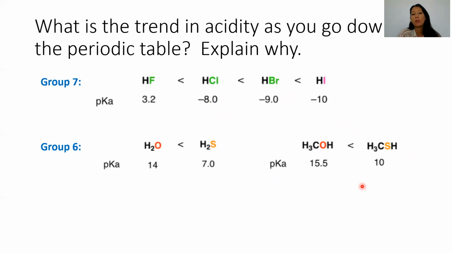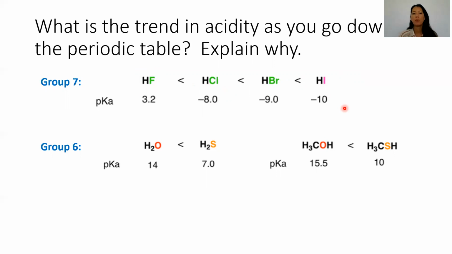Now let's go down the periodic table. If you look at the halogens, you can see that as you go down the periodic table, you actually get more acidic. Why is that? That cannot be explained with electronegativity because you get less electronegative.